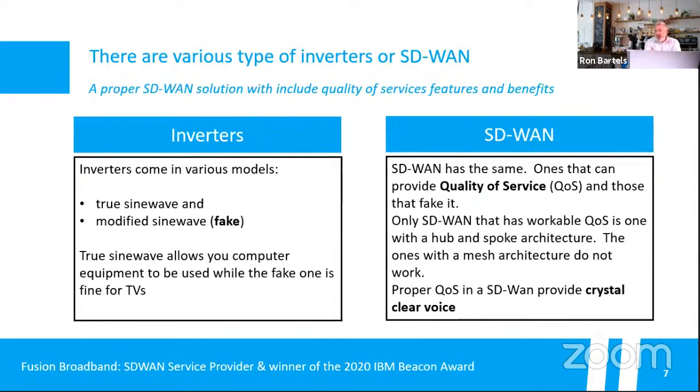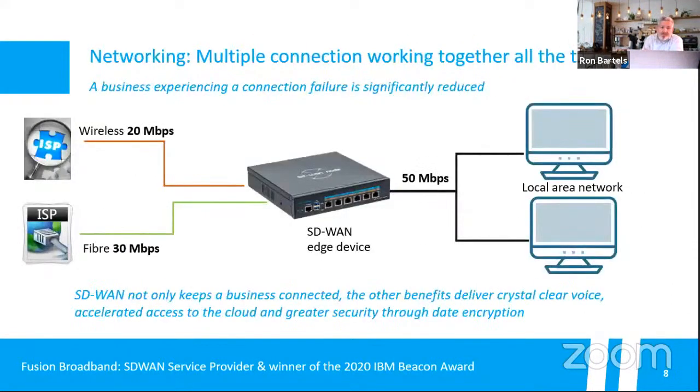SD-WAN's got much the same thing. You'll get SD-WAN with proper quality of service, and you'll get SD-WAN with fake quality of service. So the only way that you can get quality of service that works correctly is if your SD-WAN provides you crystal clear voice, as what we do with the Fusion solution.